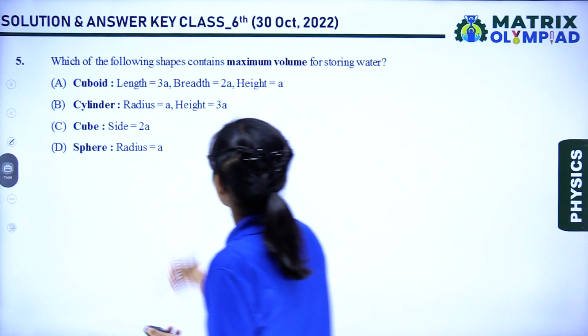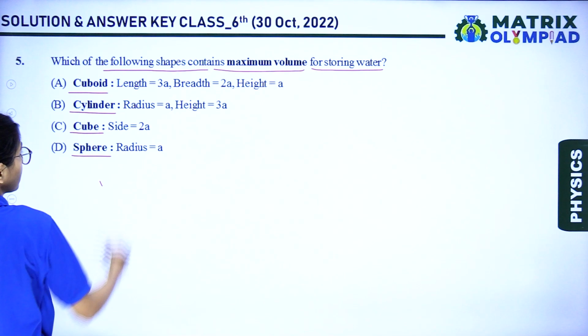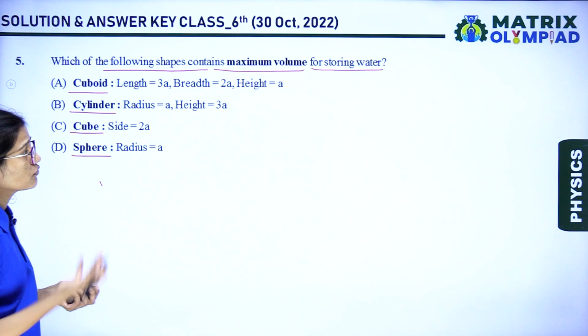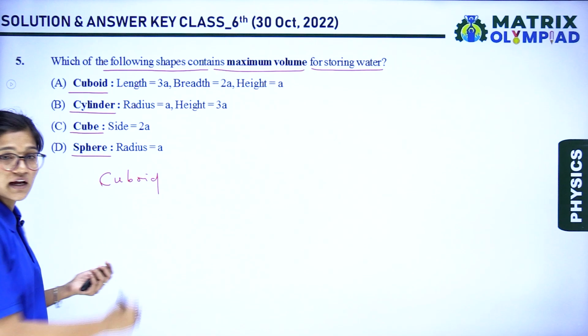Which of the following shapes contains the maximum volume for storing water? The first is a cuboid, the second shape is a cylinder, then a cube, and then a sphere. If I'm talking about storage, then we have to find the volume of all these shapes. If I'm talking about the volume of the cuboid, what is the volume of a cuboid? That is length times width times height.